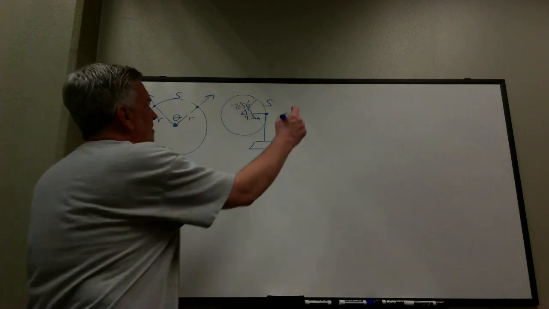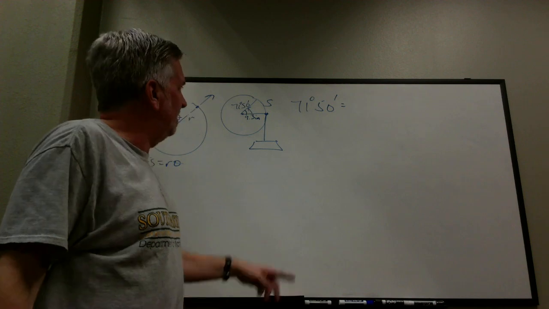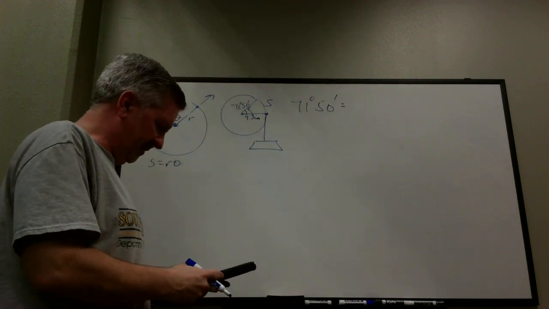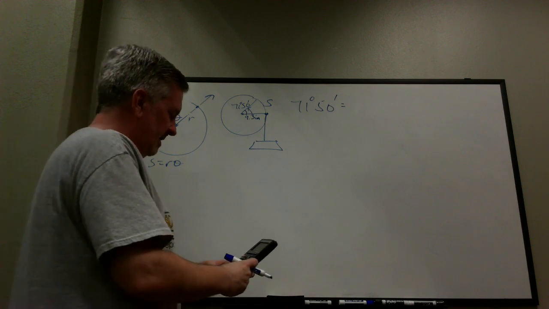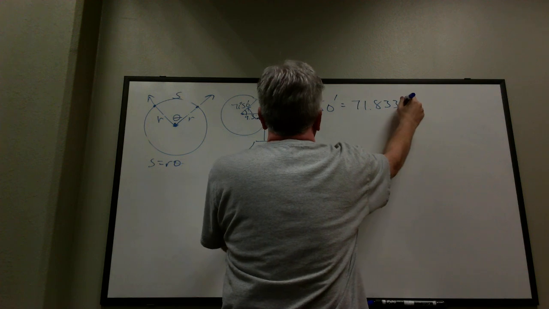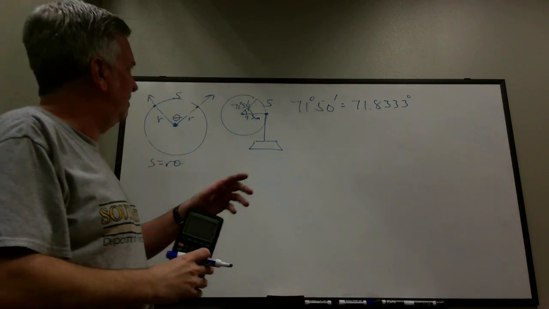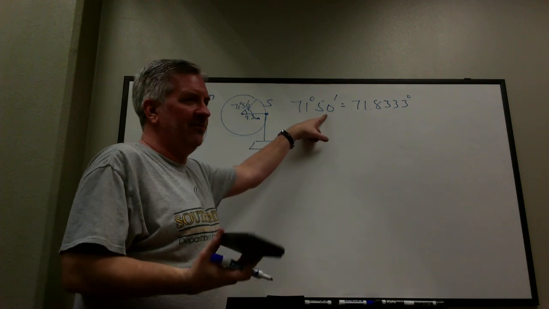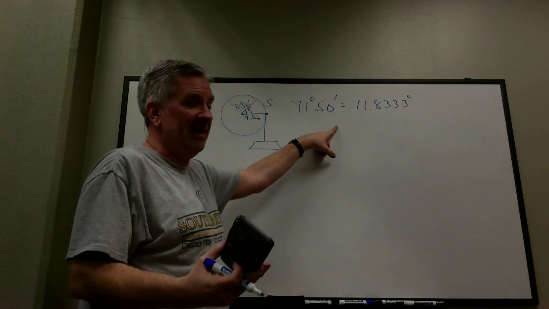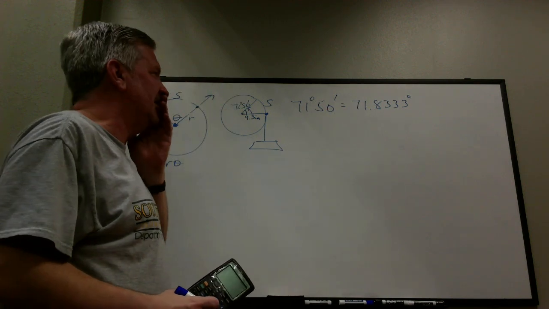Now we talked about how to do this earlier, right? 71 degrees 50 minutes, right? This is 71 plus 50 over 60, so I'm just going to punch that in. So 71 plus 50 over 60 is 71.8333 degrees. I'm going to write a lot of digits here. Okay, remember we talked about this earlier, right? When you have degrees and minutes, how do you convert to decimal degrees? It's 71 plus 50 over 60 plus, if we had seconds, the seconds over 3600. Okay, so that's the quick way to do that.